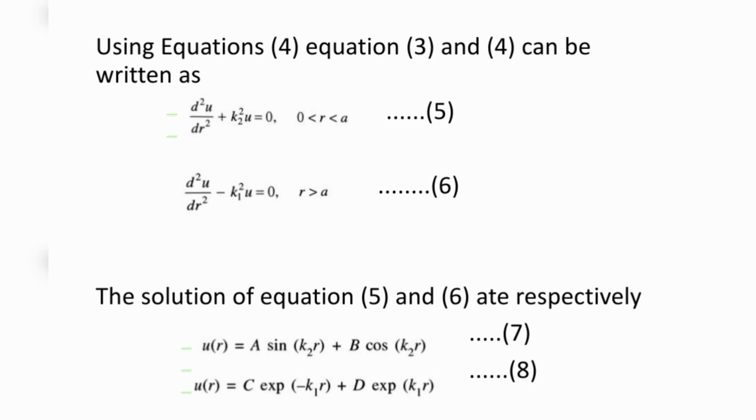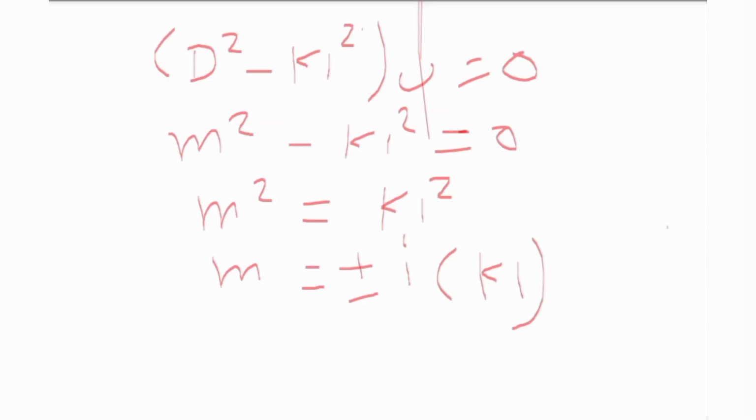Using these roots, the solution of this equation for the roots plus or minus i k2 is given by equation number 7, which is u of r equals a sin k2 r plus b cos k2 r. Similarly, if we want to solve equation 6, we consider the same term, (D square minus k1 square) operated on u equals 0.